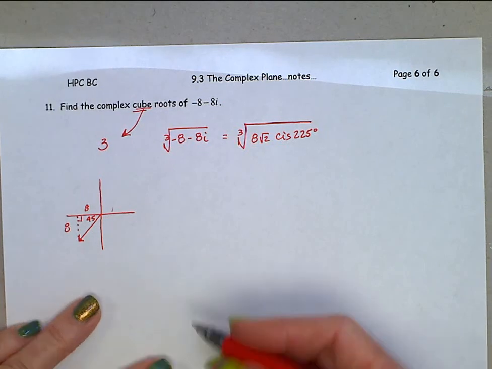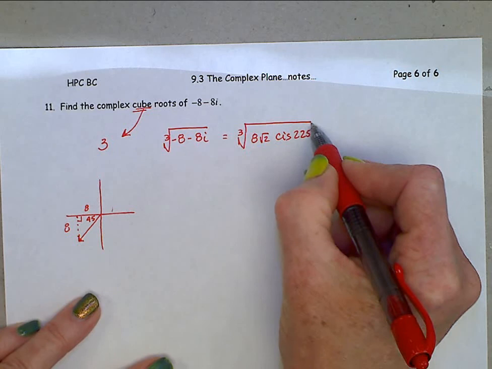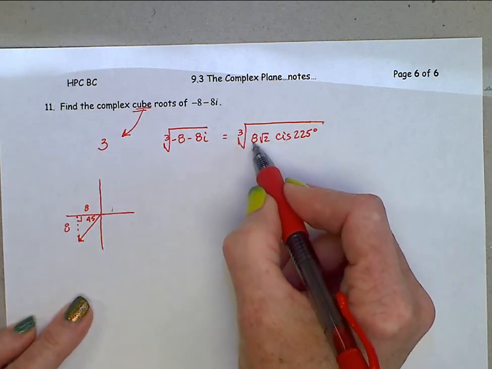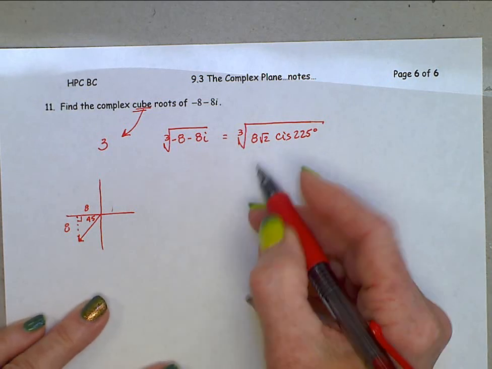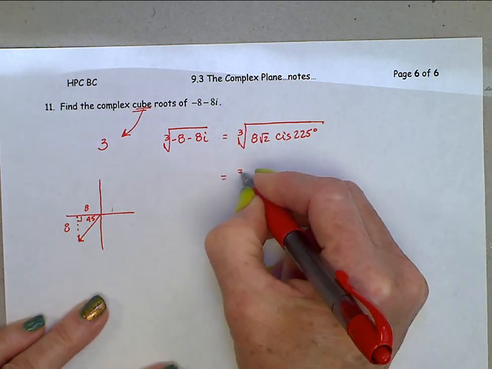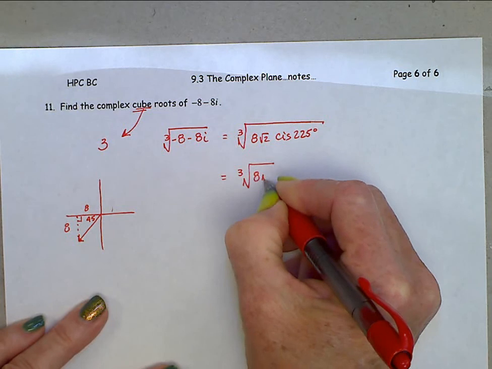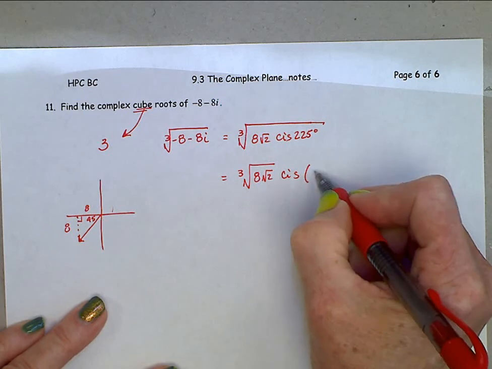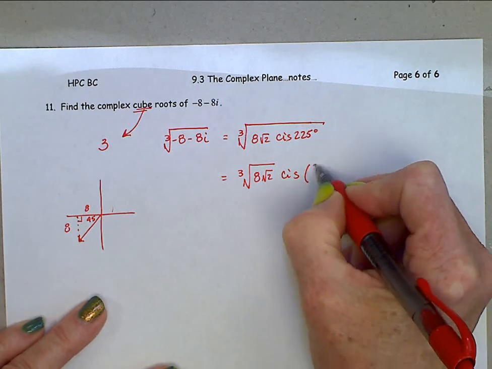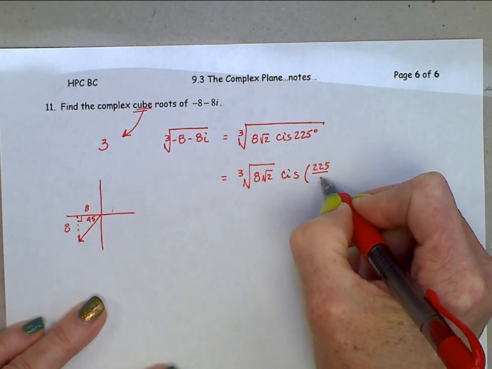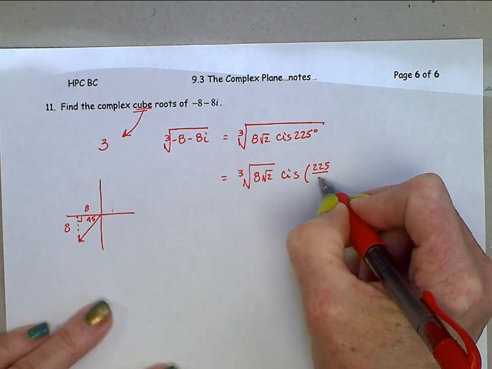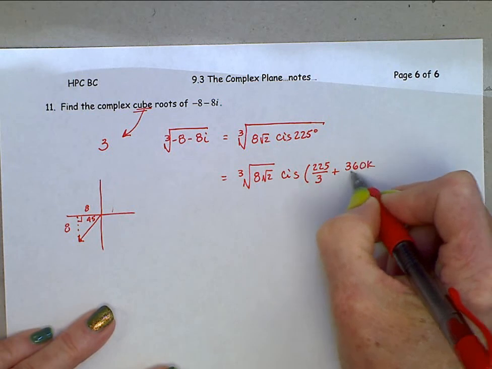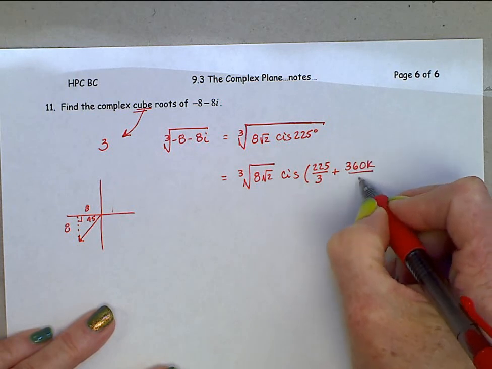All right, finding the cube root now of that complex number in polar form, we'll need to do the cube root of 8 square root 2, cis, then theta divided by n, so 225 divided by n, which is the root number, so 3, plus 360k divided by n, which is 3.